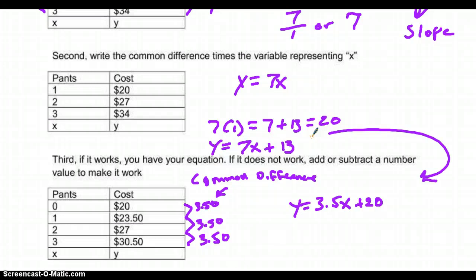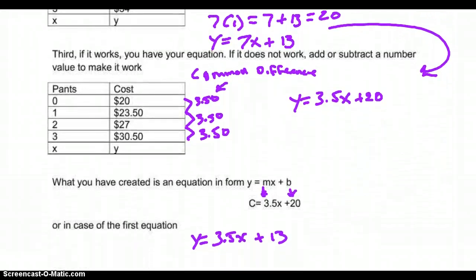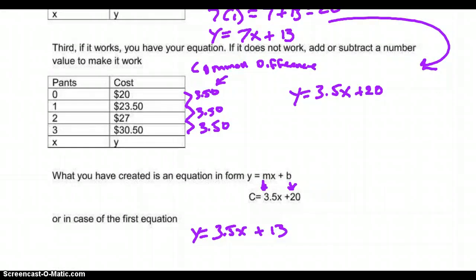Or we could say the cost of the pants, or cost, is equal to 7 times p plus 13. However you might want to label it. And again, if it works, you have your equation. If it does not work, you want to add or subtract to make it work. So right here, I put another one down just to show you exactly what I mean.